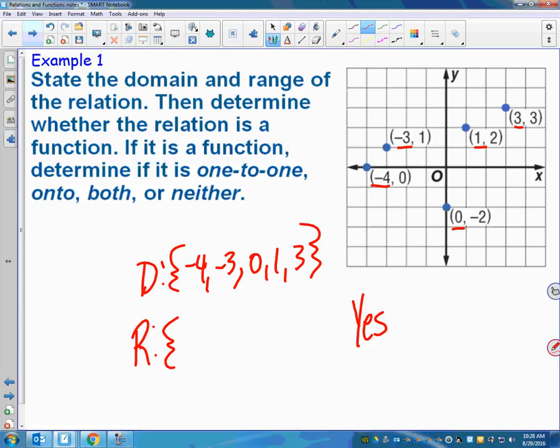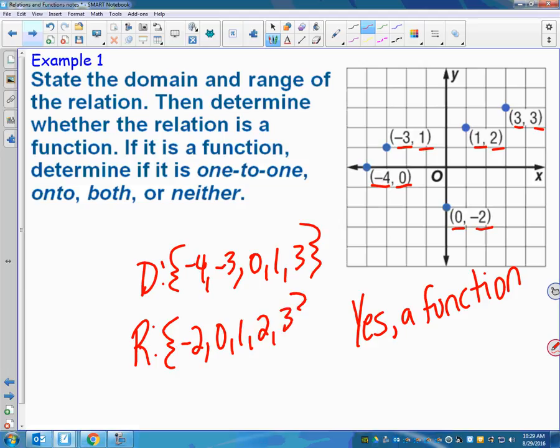Alex is so excited to say, yes, it is a function. If x repeats, it is not a function, which means it cannot be on-to or 1-to-1 if it's not a function. The range is the y value. So again, whatever order you want, but I'm going to start with the lowest and go up. So I'm going to start with -2. And then I'm going to go 0, 1, 2, 3. So list the domain and range.